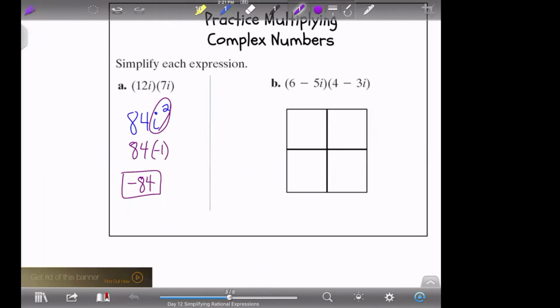Take a moment and see if you can solve letter B on the right side.